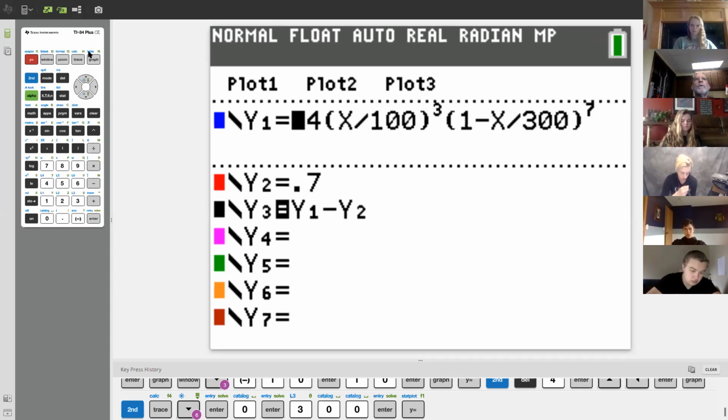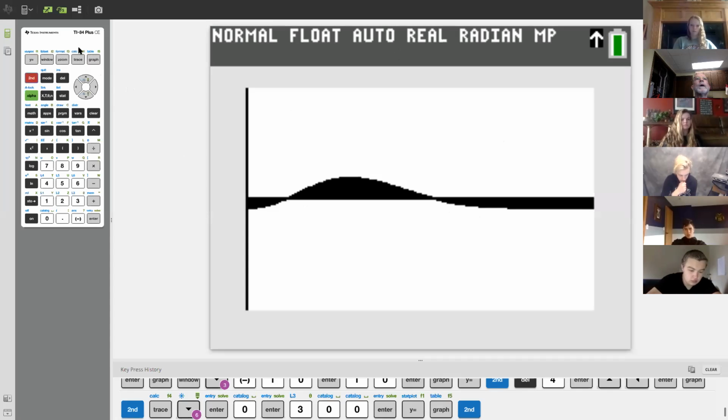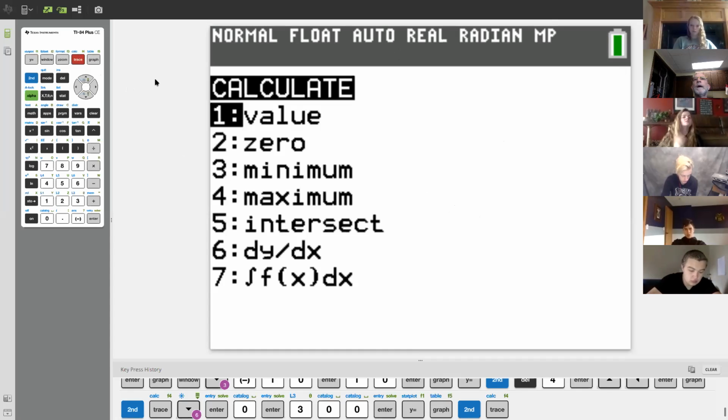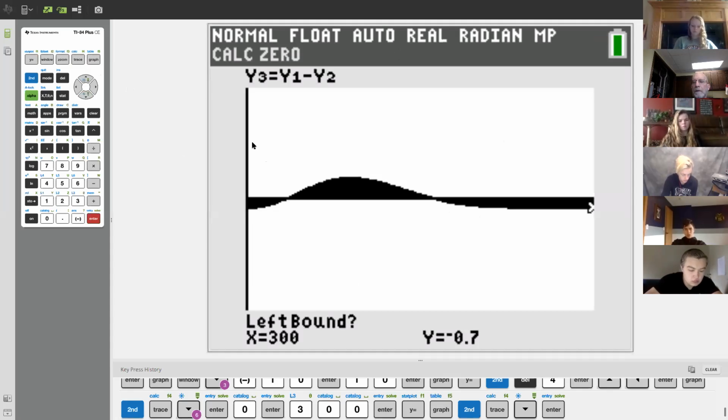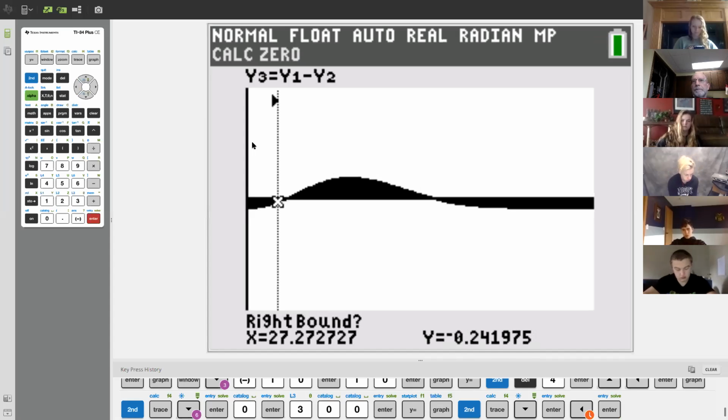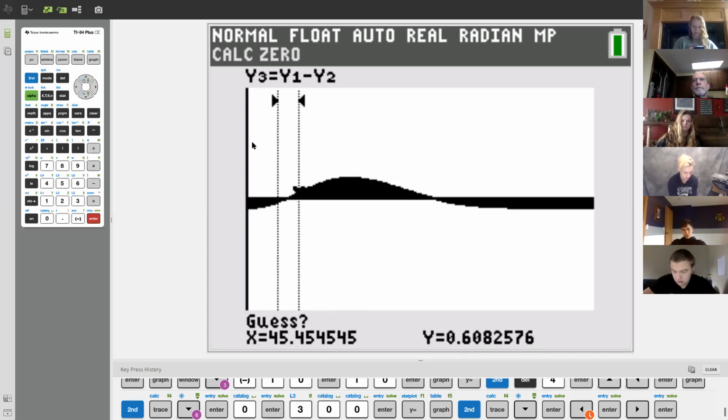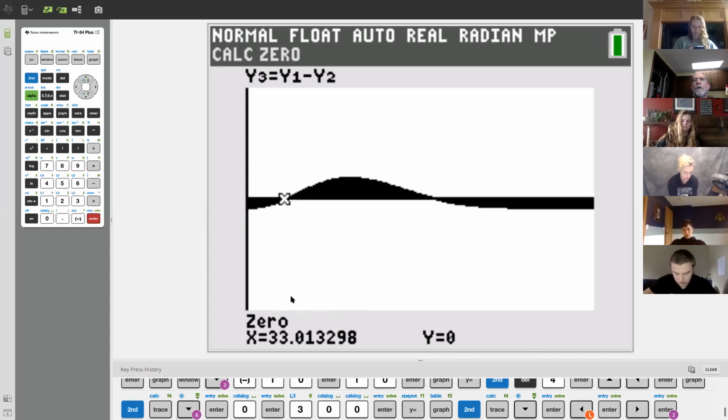And so when I graph that, I'm going to go second calc here, and I'm going to look at these zeros. And where's my little blinky light? Way over here. And on a Casio, this is a little bit easier to do. So I need to look at how many people I have in line at 33.013.